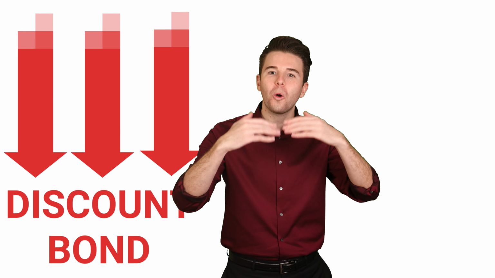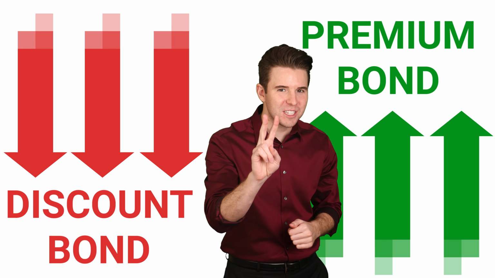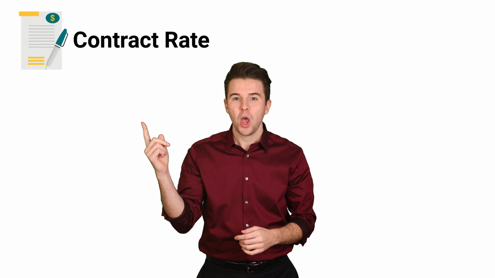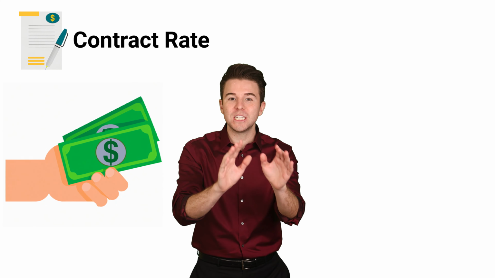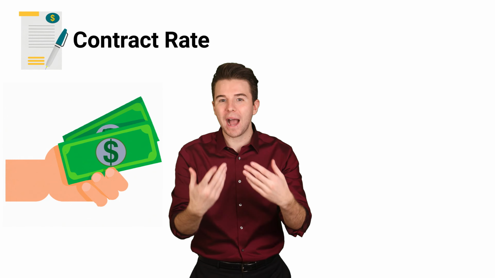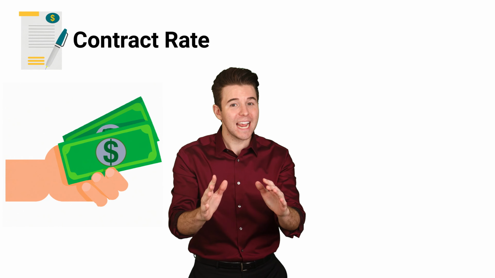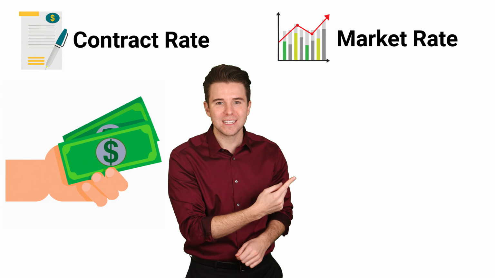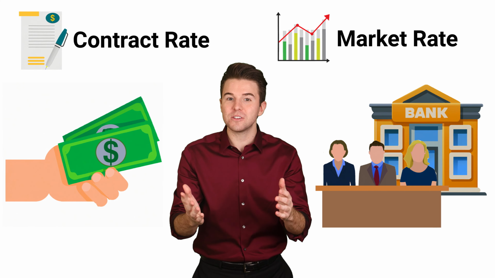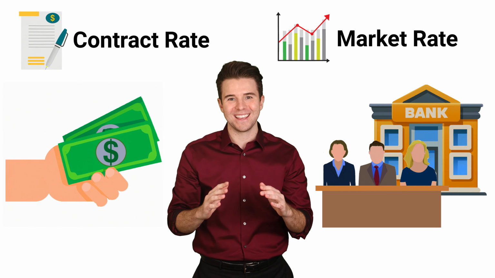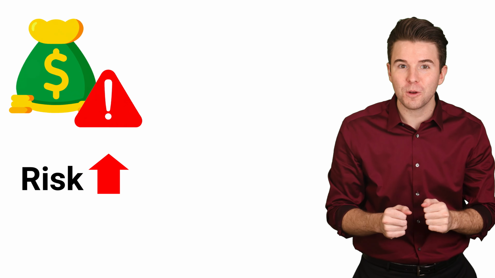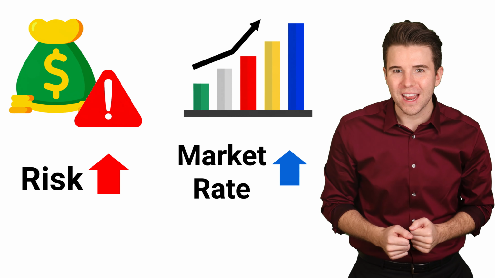To determine whether a bond sells at a discount or at a premium depends on two things. The first is the contract rate, which is used to determine interest paid in cash by the issuer. The second factor is the market rate, which is the interest rate lenders demand for loaning money. The higher the risk of not being repaid, the higher the market rate.